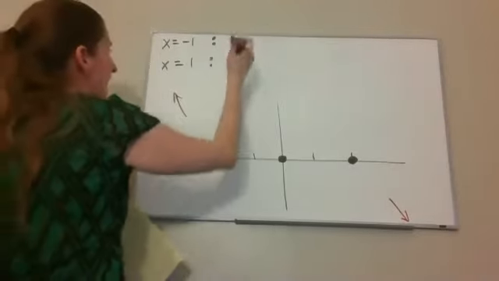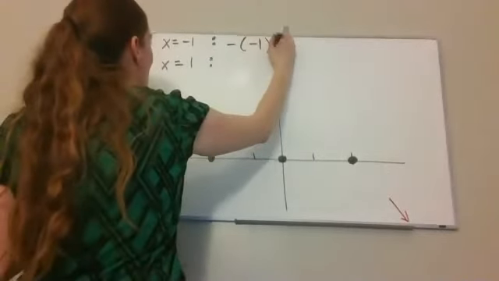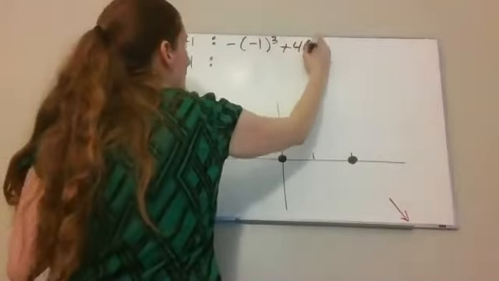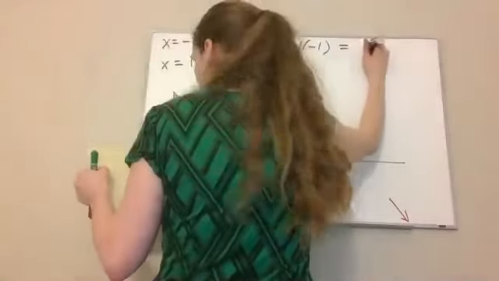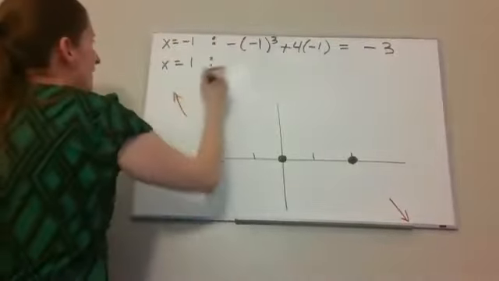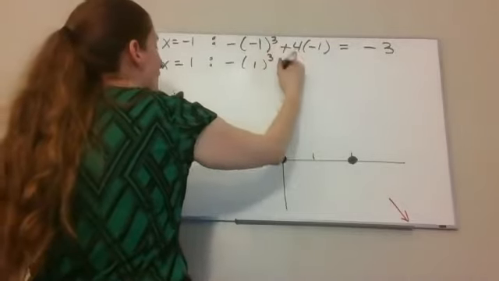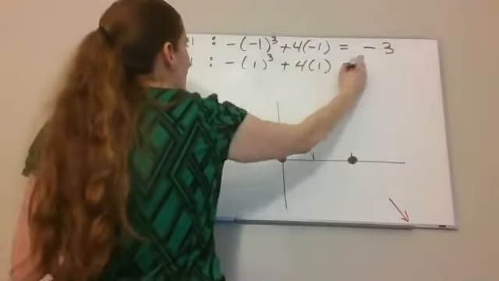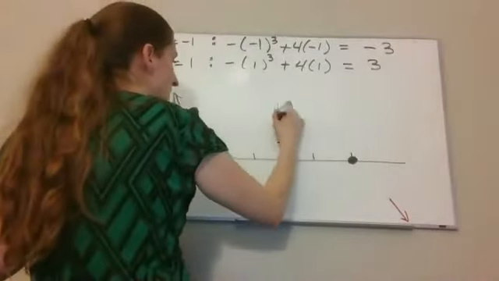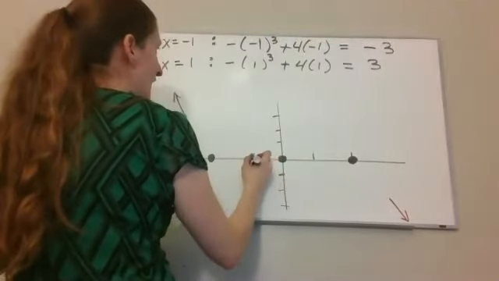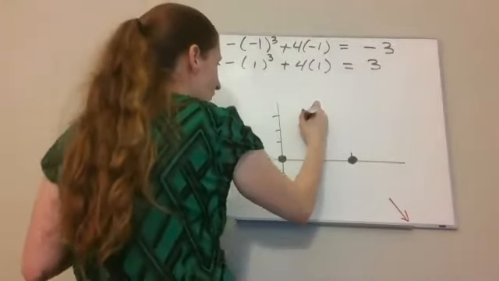So when x equals negative 1, my function gets me a negative 1 to the third plus 4 times negative 1. Well, this would be positive 1 minus 4, which is negative 3. And when x equals positive 1, I get negative positive 1 to the third plus 4 times positive 1. This is negative 1 plus 4, which is positive 3. So at negative 1, I'm down here at negative 3. At positive 1, I'm at positive 3.